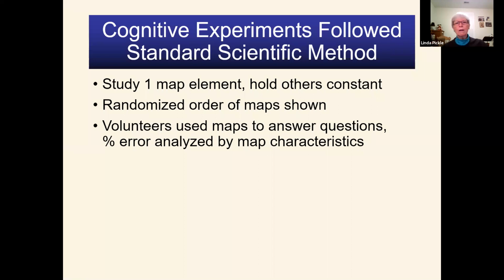So the cognitive experiments that we did followed standard scientific methods. We studied one map element at a time, and we held all the others constant. We randomized the order of maps shown, and we forced the volunteers to use maps to answer those 3 types of questions that they had come up with. And then we analyzed the percent error using logistic models by map characteristics.